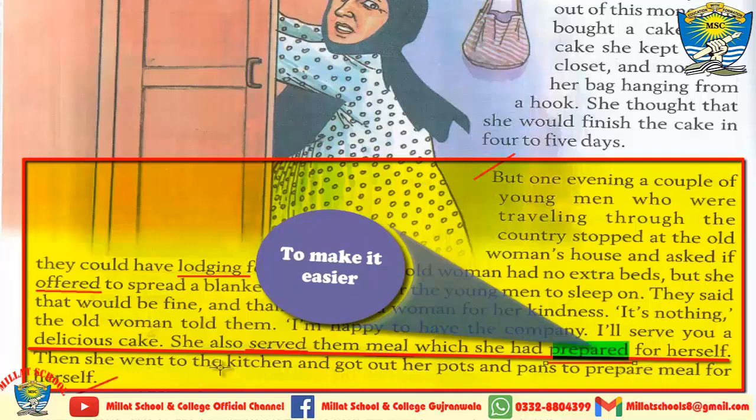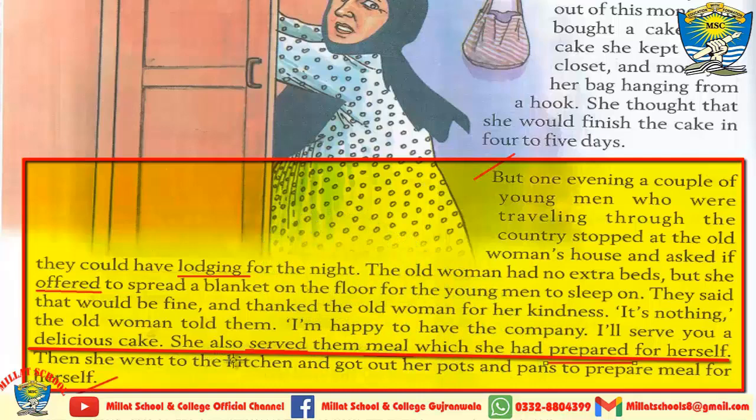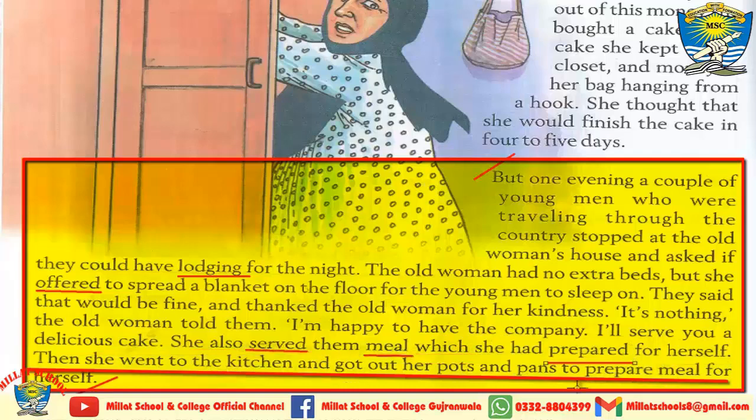Let's apply these synonyms in our sentence to make it easier. She also passed them food which she had prepared, or you can use the synonym made, for herself. Then she went to the kitchen and got out her pots and pans to prepare a meal for herself.